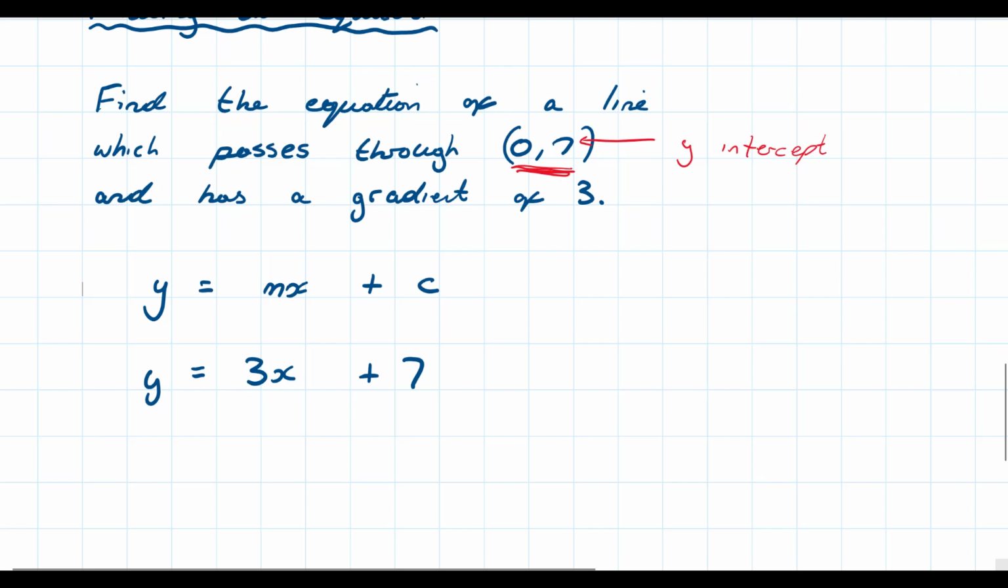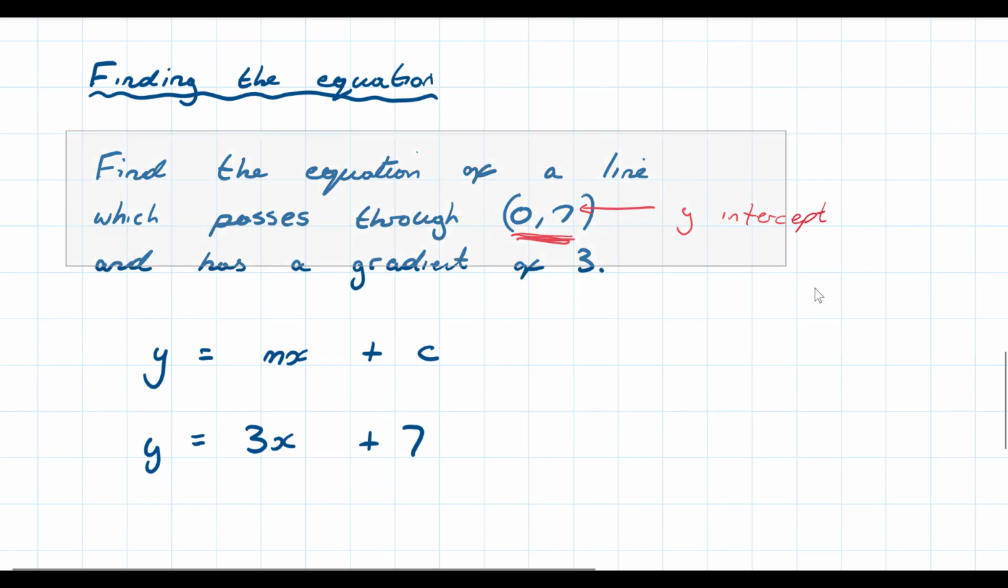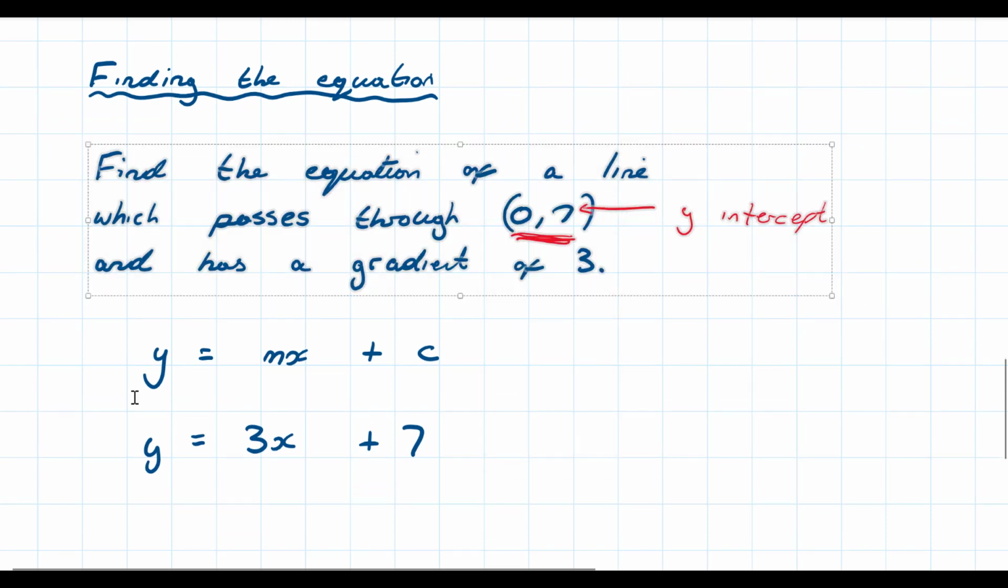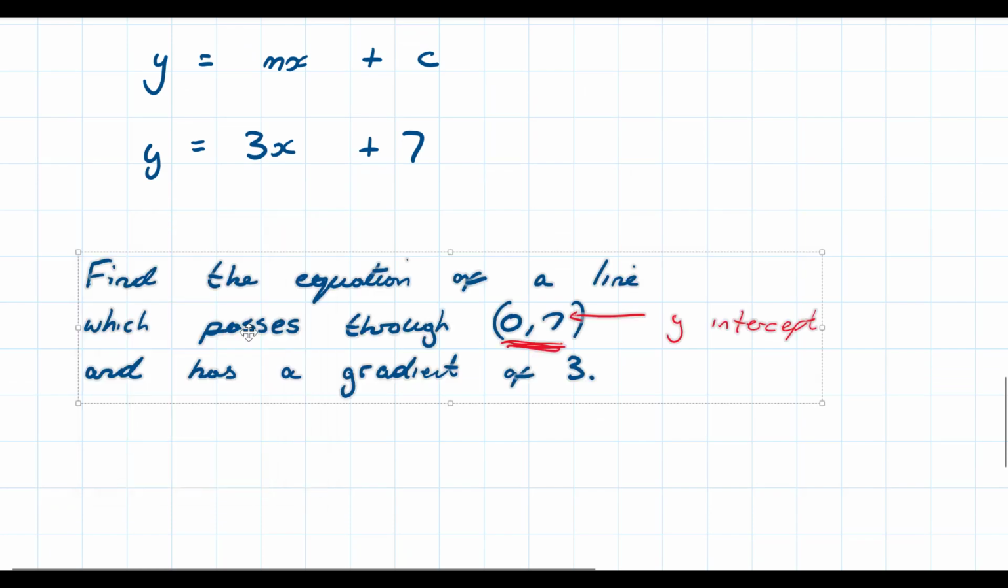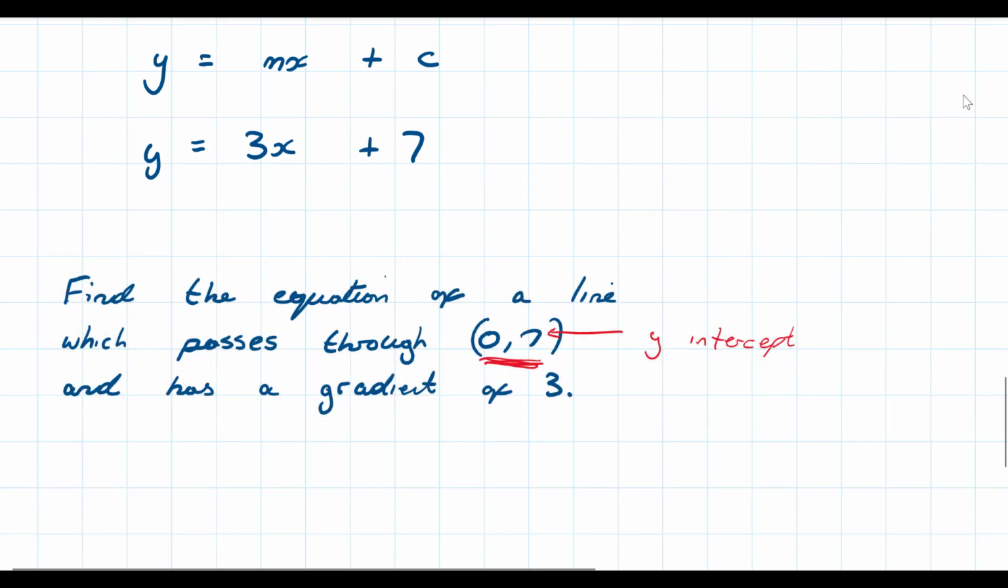That gives me a nice, easy answer for the equation of this line. Now, let's do a different one. If I take this and just change the numbers slightly, this time I'm going to tell you that the line passes through a different point, (2, 3), and that it has a gradient of 2.